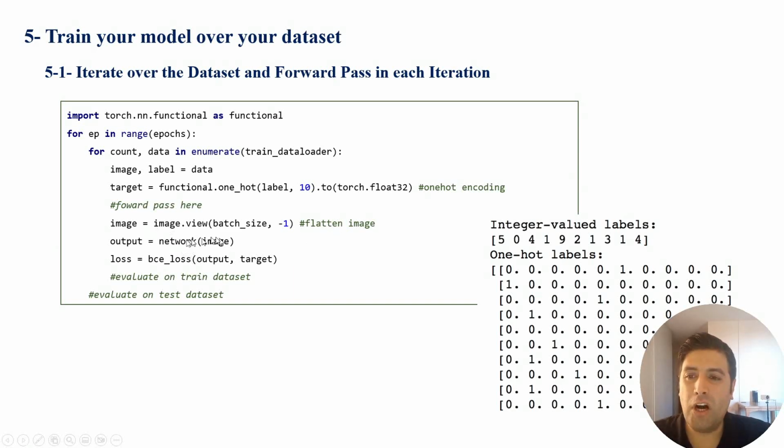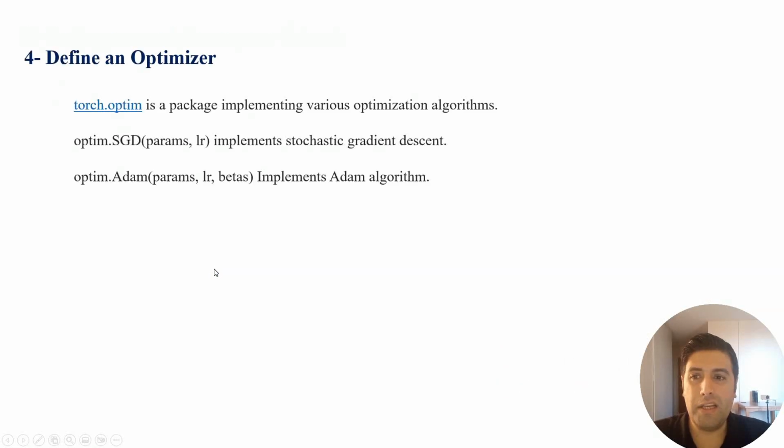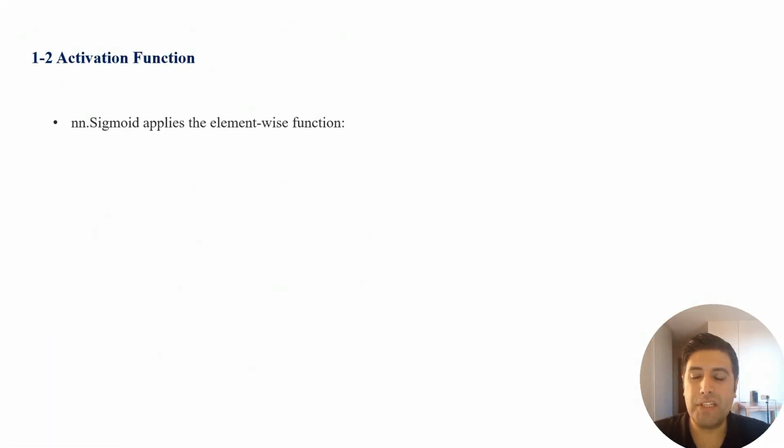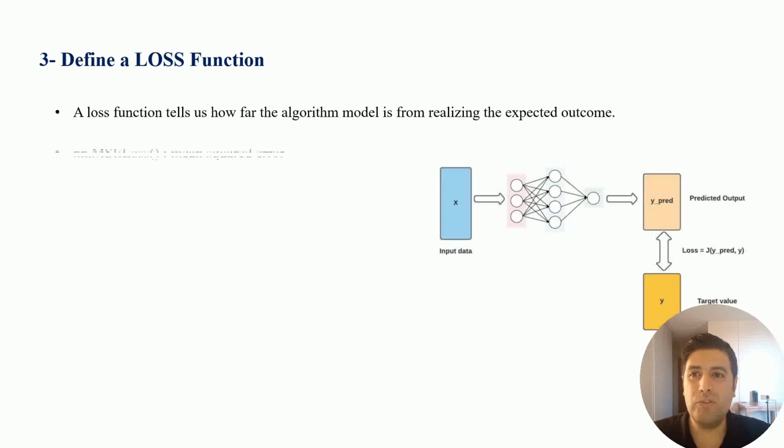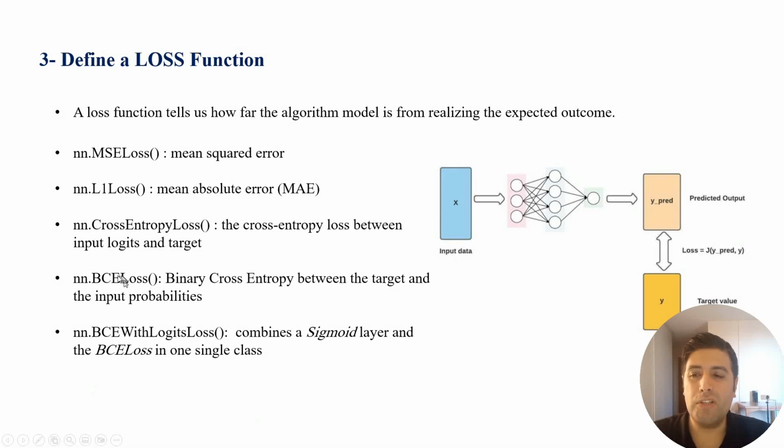Then you will call your network and feed your image tensor into it, and the output will be calculated. This is the forward pass, and you just give the output tensor and the target value that you want. The target value is the one-hot encoded vector, and you will use the BCE loss object which has been defined in the previous section. As you can see, in this section you use the loss function. For example, here your loss function is nn.BCELoss, binary cross entropy.